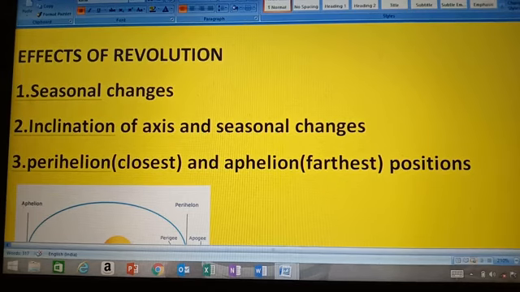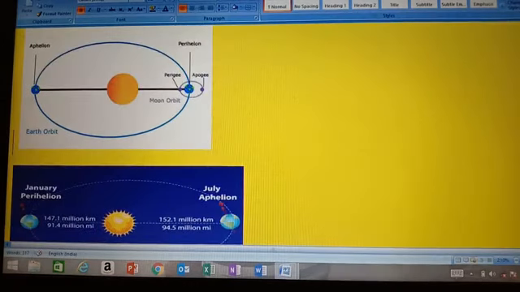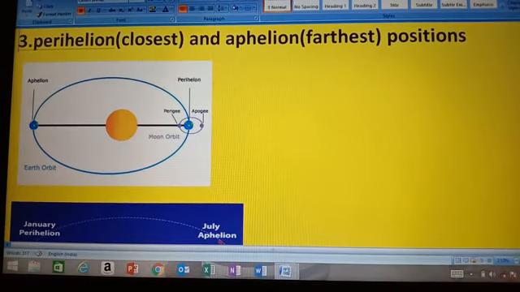Then, perihelion and aphelion positions. Perihelion means closest and aphelion means farthest. See, the path of the earth is elliptical, and due to this elliptical orbit, the distance between the earth and sun varies.